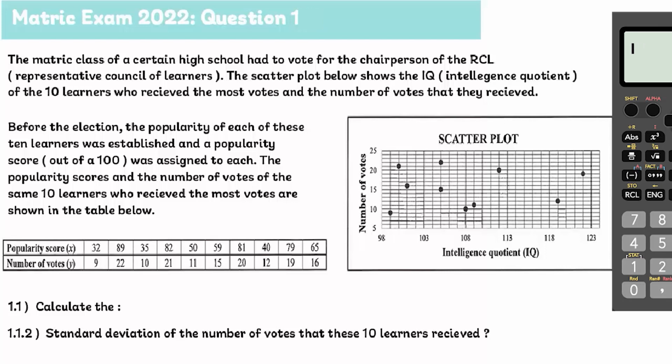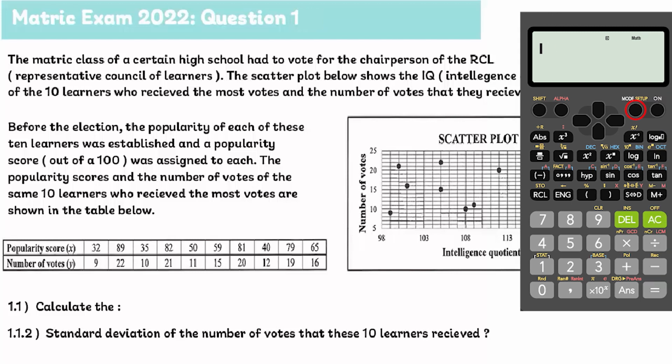So on my calculator, I'm going to go to mode. I'm going to select 2, which is stats. And then I'm going to click 1, which is 1 var. And then I'm going to start entering all the values again. And we've got all the values, push AC. I'm now going to go shift stat, which is shift 1. I'm going to select 4, which is var on my calculator.